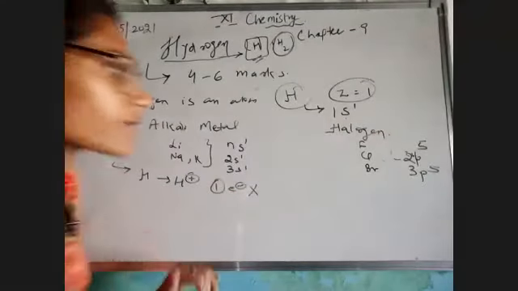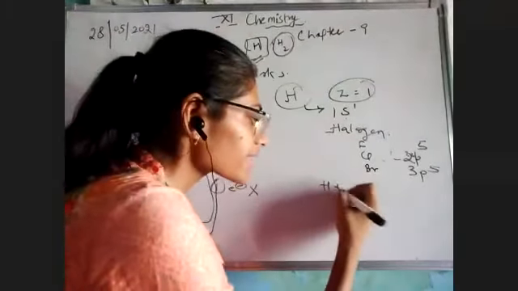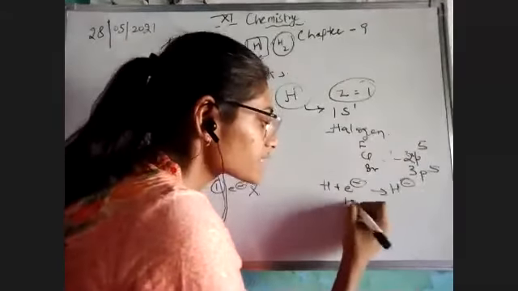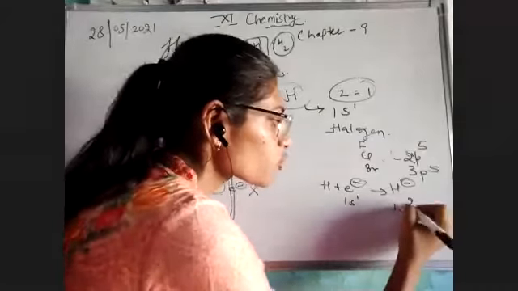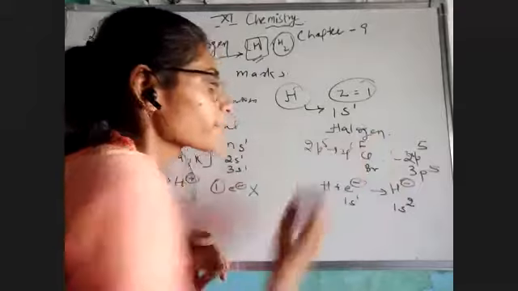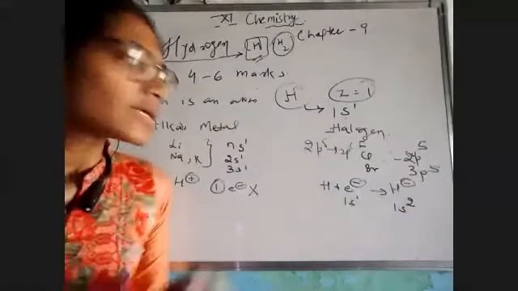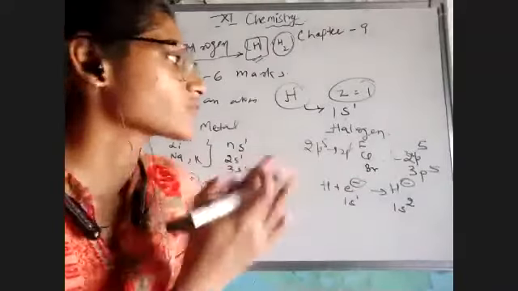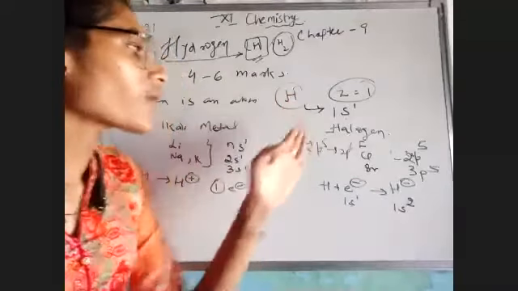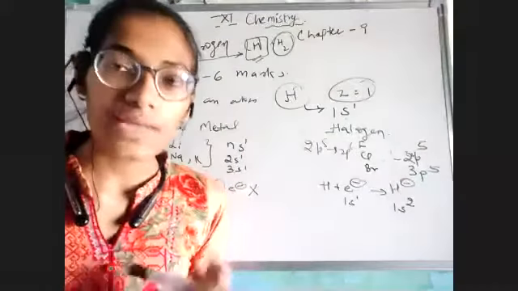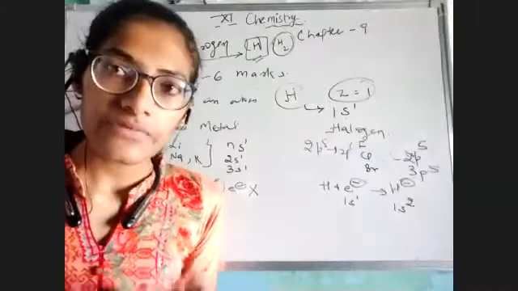Or it can gain an electron to become H negative, so that its 1s1 would be completed to 1s2, just like they do 2p5 to 2p6. They would gain an electron. Okay, so there is a kind of resemblance between the properties of hydrogen with alkaline metal and with halogen on the basis of electronic configuration. This is the first point.